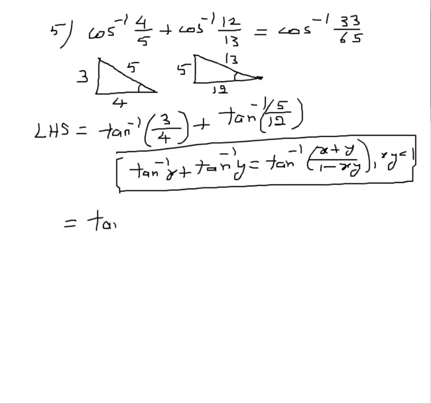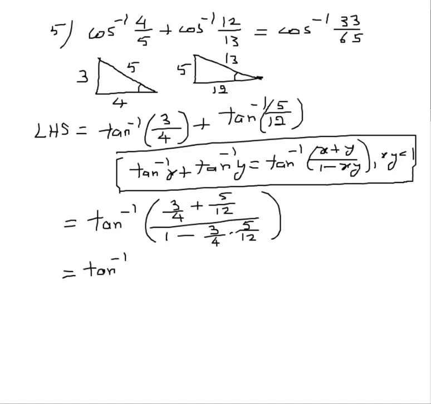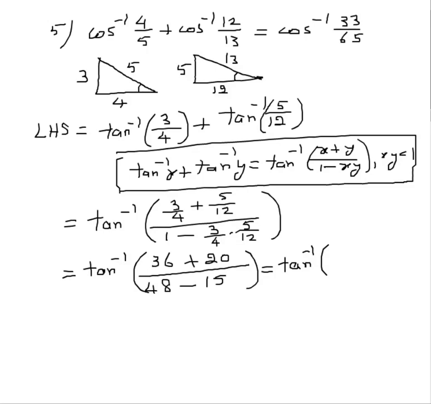So tan inverse of (3 by 4 plus 5 by 12) divided by (1 minus 3 by 4 into 5 by 12). Let us take LCM and simplify. 3 12s are 36, 5 4s are 20, divided by 4 12s are 48, minus 15. LCMs I have cancelled. Therefore, the answer is 56 by 33.